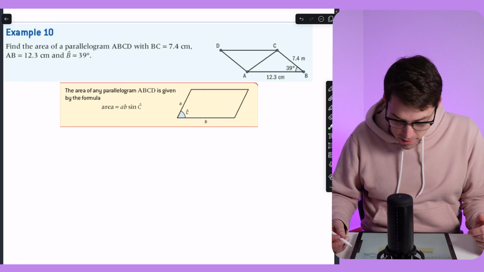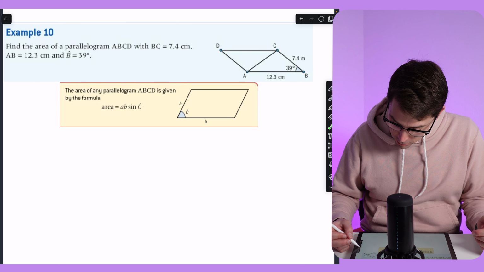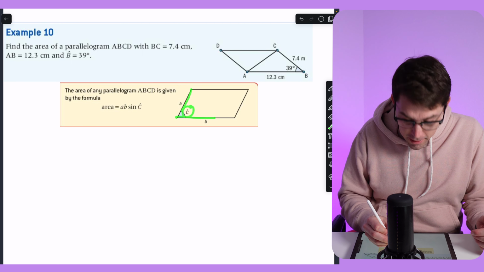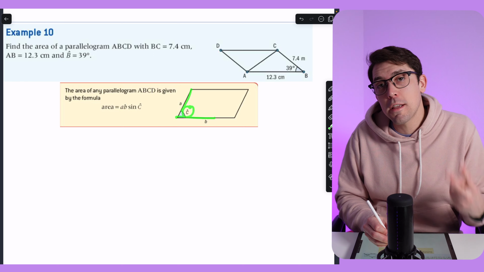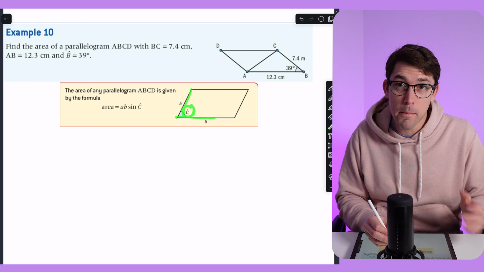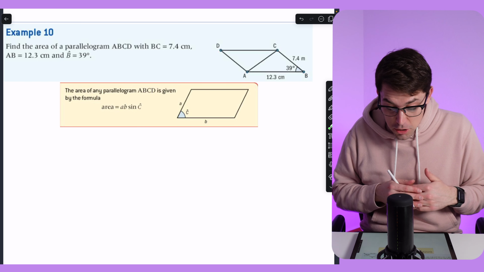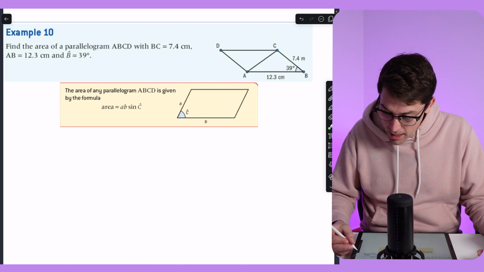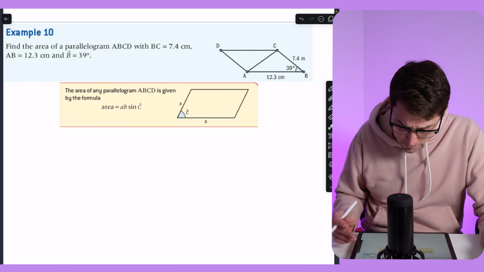So very similar to the area of the triangle that we were doing, the area of a parallelogram could also be given by A times B times the sine of C. Very similar, where you're talking about two different sides that sandwich an angle. The only difference here is that you're not multiplying by 1/2 or dividing by 2. You're just leaving it alone. So let's go ahead and apply that. It actually is a very straightforward process.